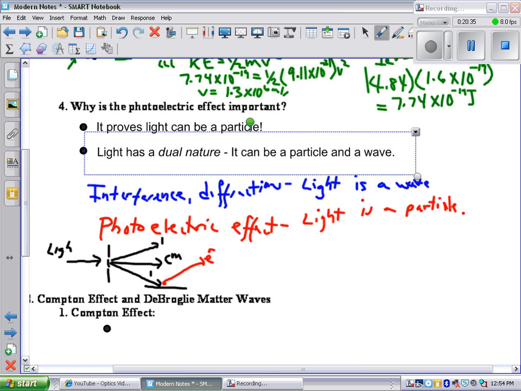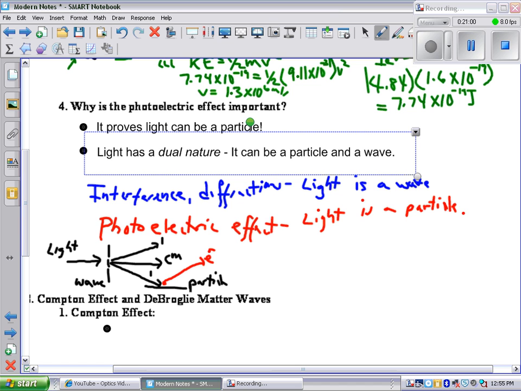Label that electron. Okay. Now over here, as the light is coming up to the slits, and it's going to cause interference and give me a central max, first order max, and so on, light has to be a wave over here. Okay? But then, when it hits this surface and knocks out an electron, light has to be a particle.